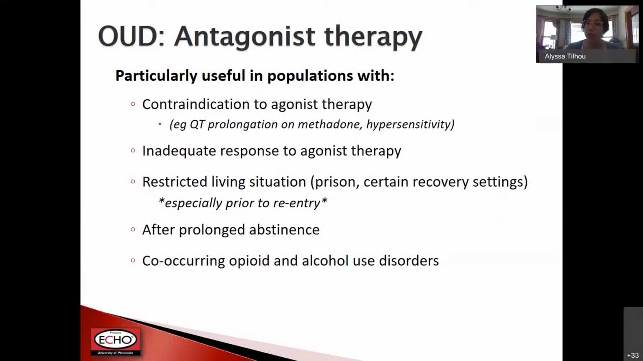Another situation is after a period of prolonged abstinence when tolerance is down and there's no physical dependence anymore, making agonist therapy less appealing or less appropriate. And then in the setting of co-occurring opioid and alcohol use disorders.